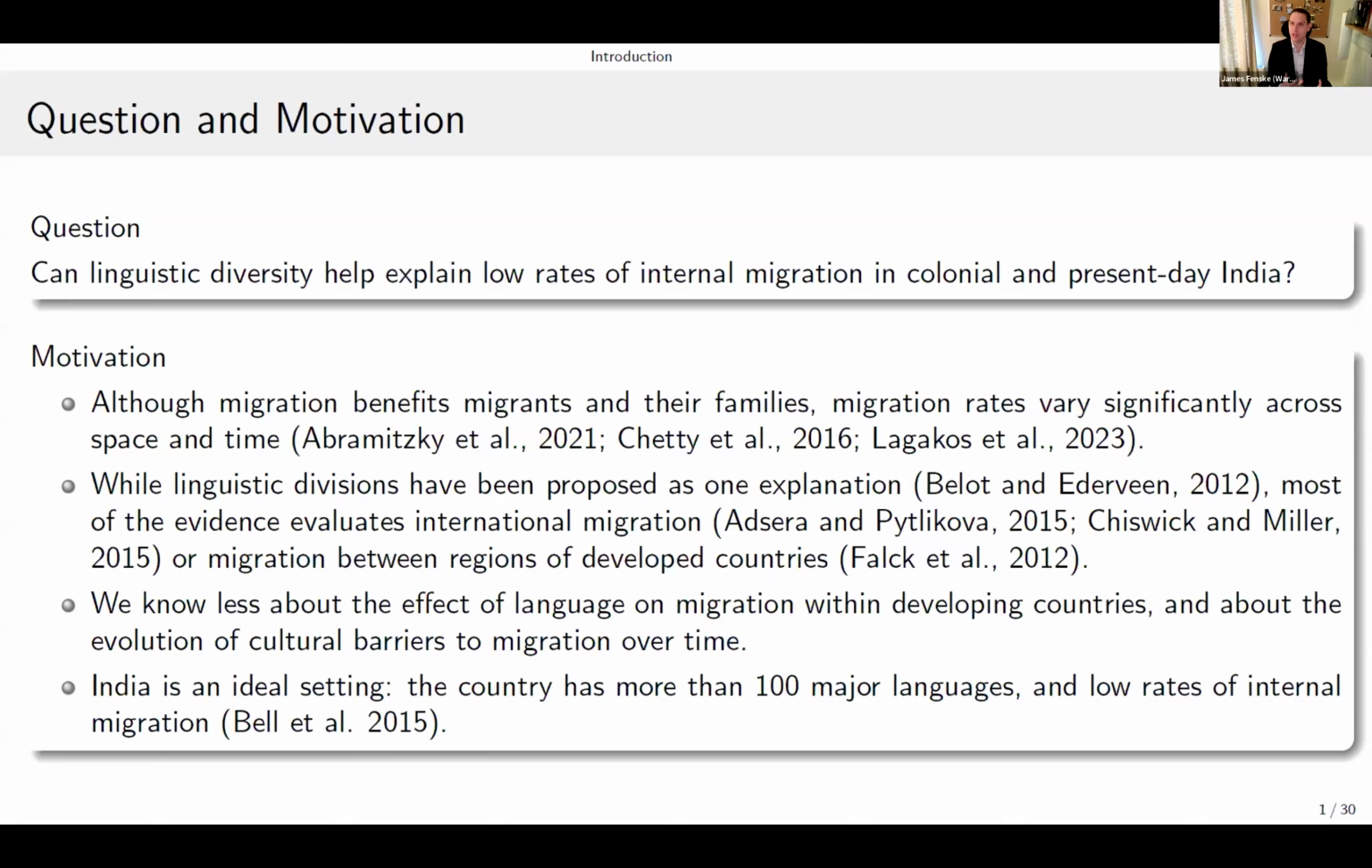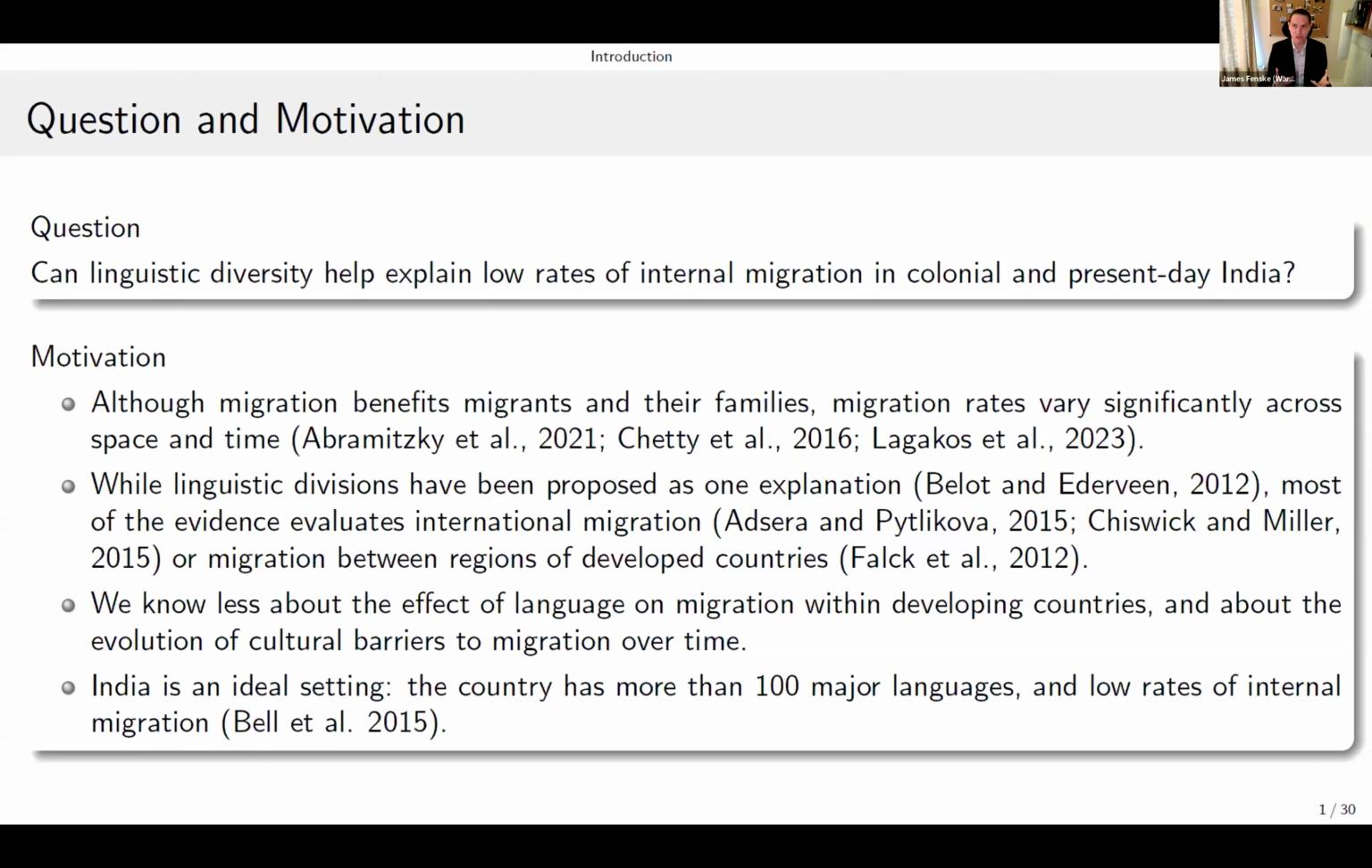So there's a lot of potential explanations for this. Maybe this is all about credit constraints. Maybe it's all about a lack of information. But maybe it's about culture. Maybe I just don't like the food in the destination region. Maybe I can't speak the language in the destination region.